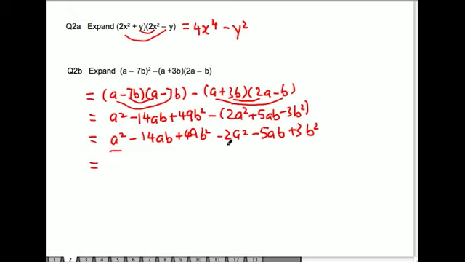Collecting like terms, a squared minus 2a squared is minus a squared. Minus 14ab minus 5ab is minus 19ab. And finally, we have 49 plus 3 is 52b squared.